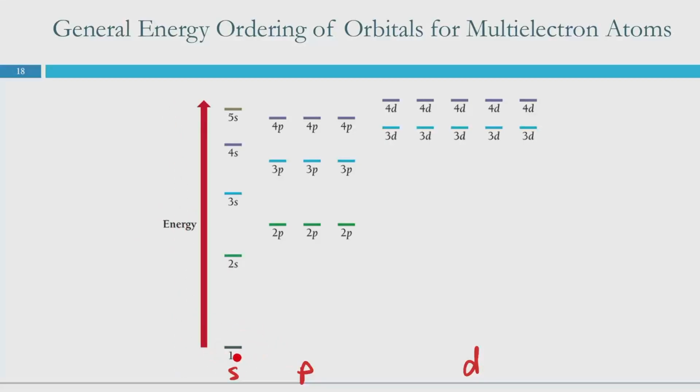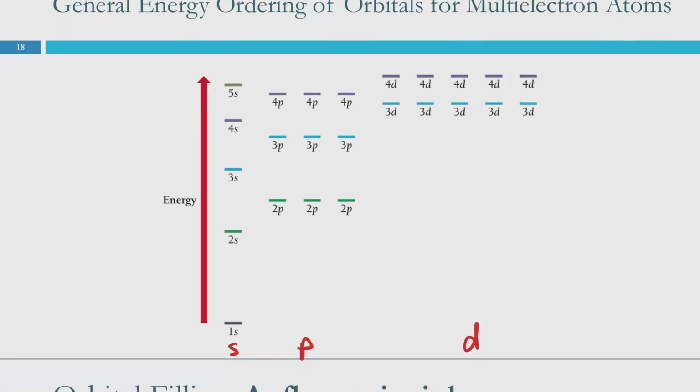So 1s is the lowest, 2s is next, then 2p, then 3s, then 3p, and you would expect 3d to come next, but 4s comes first. So 3p, 4s, 3d, and you can see these get really close together. So 4p, 5s, 4d, and they get closer the further you go up. You do not have to memorize this. You can, you don't have to, but again, you can. There's another way that we can come up with the energy filling order.